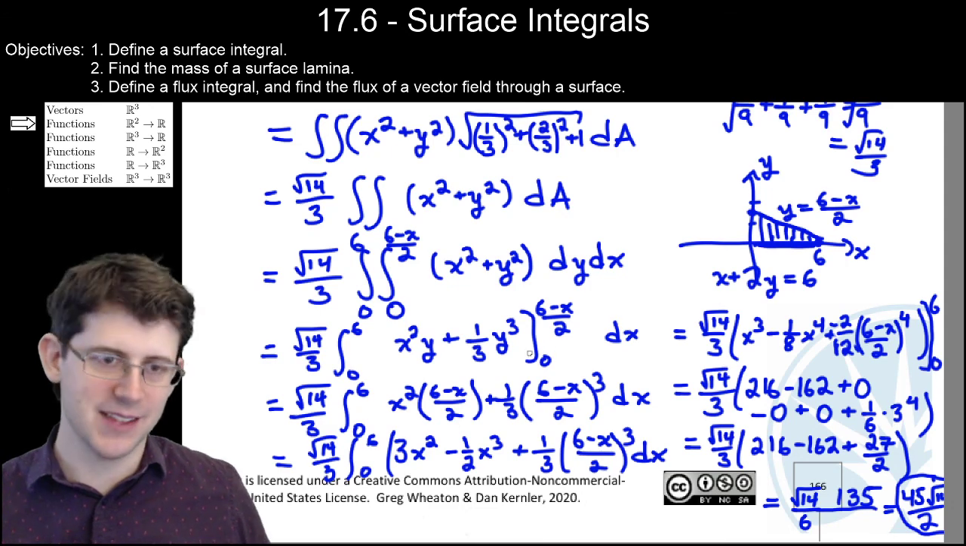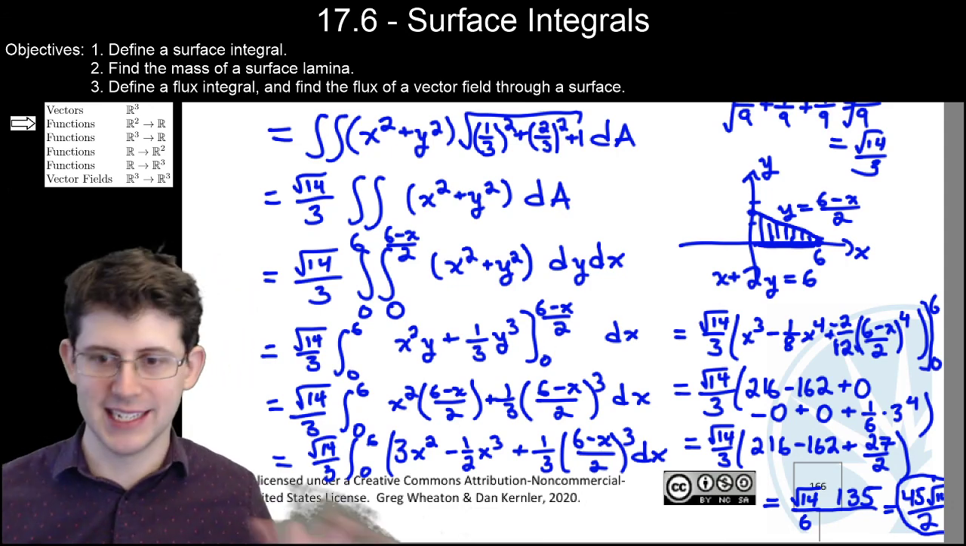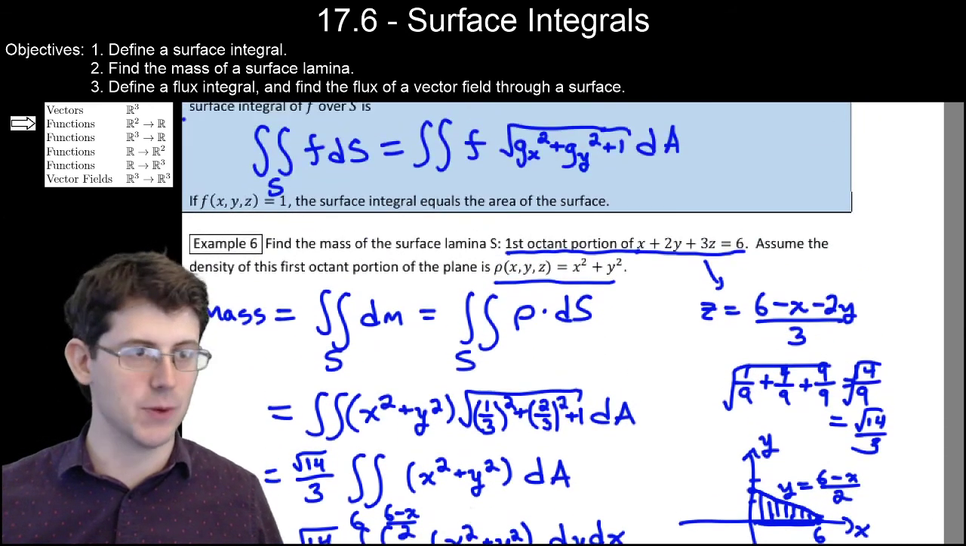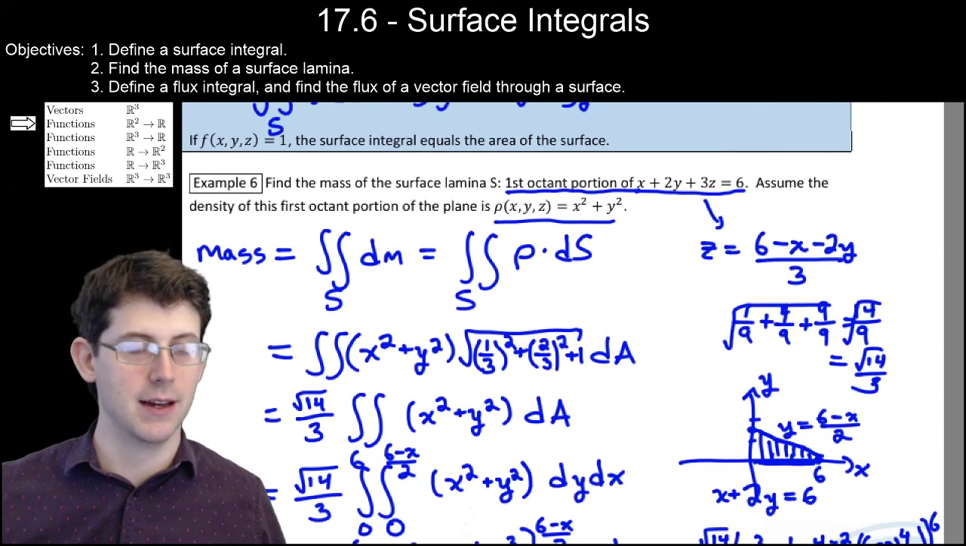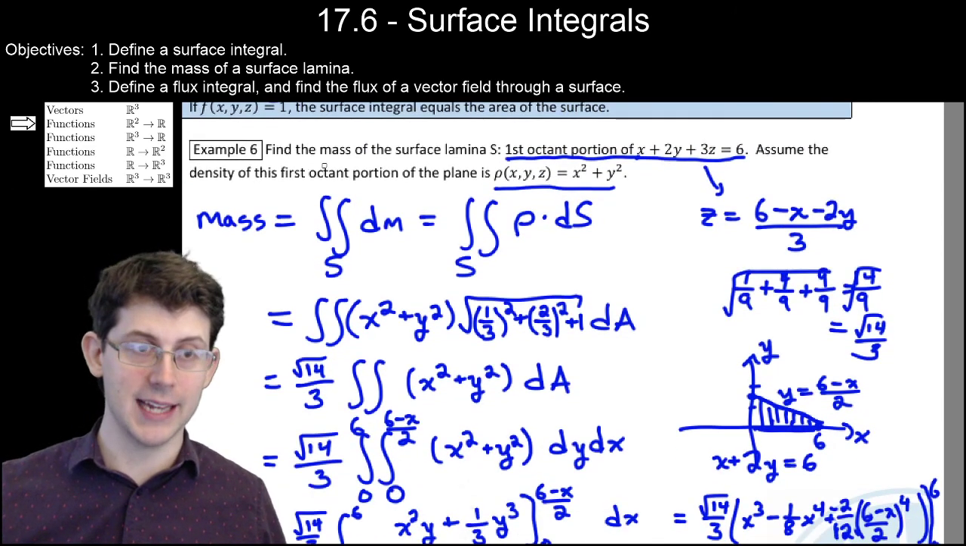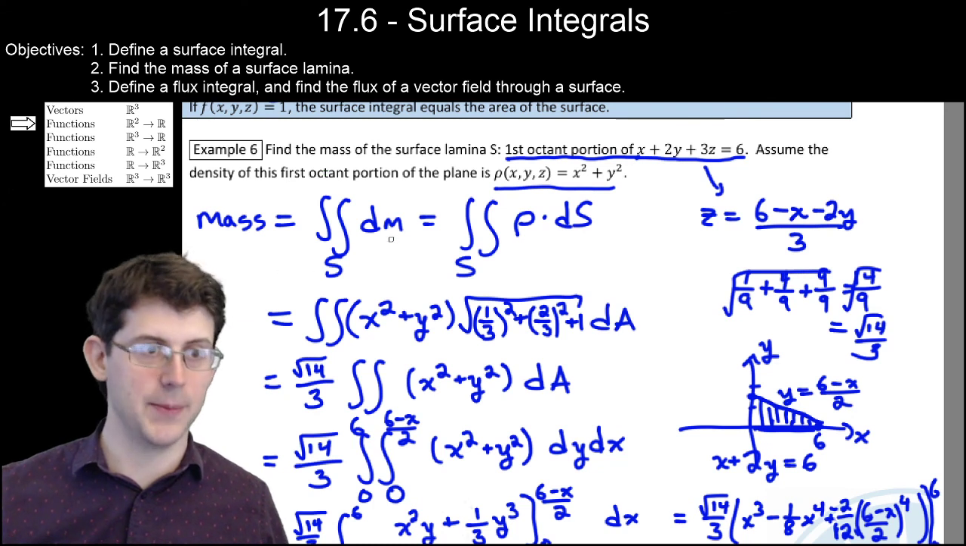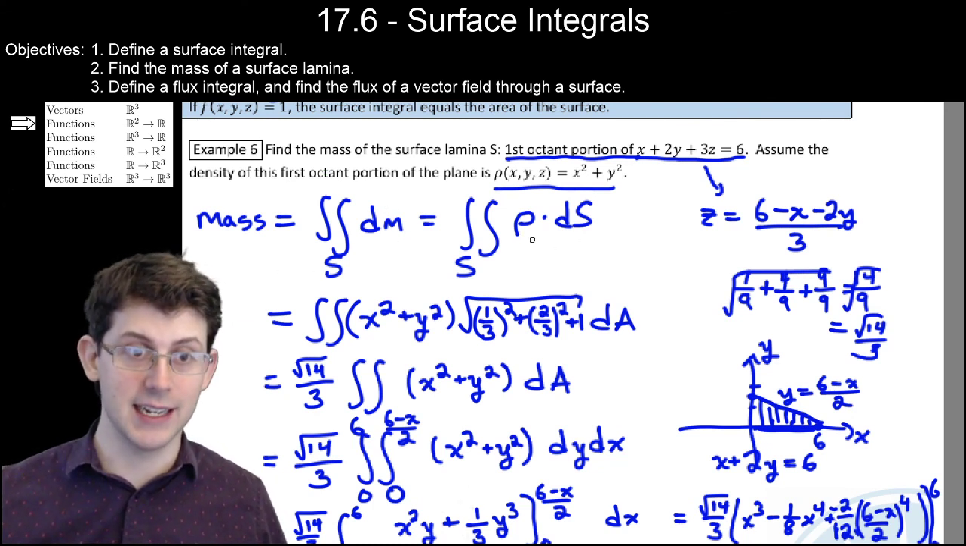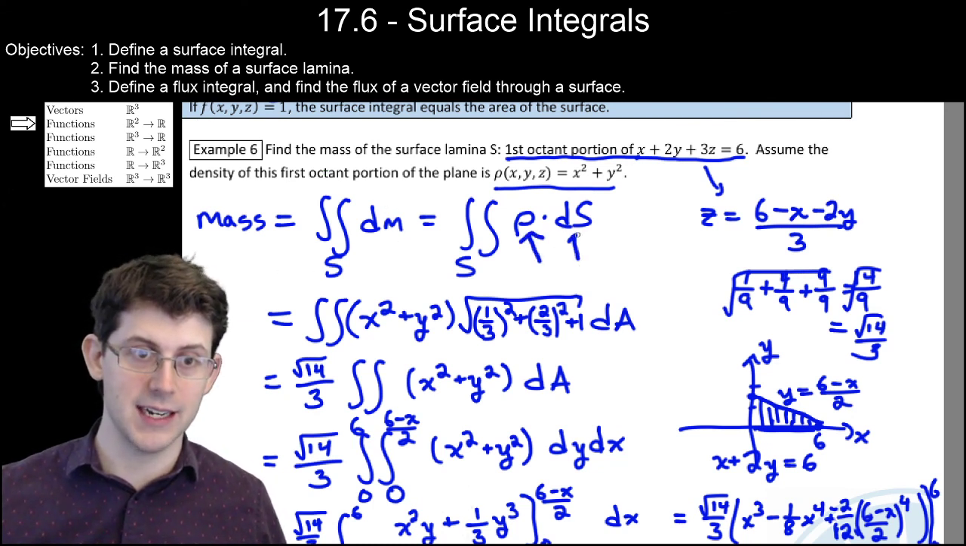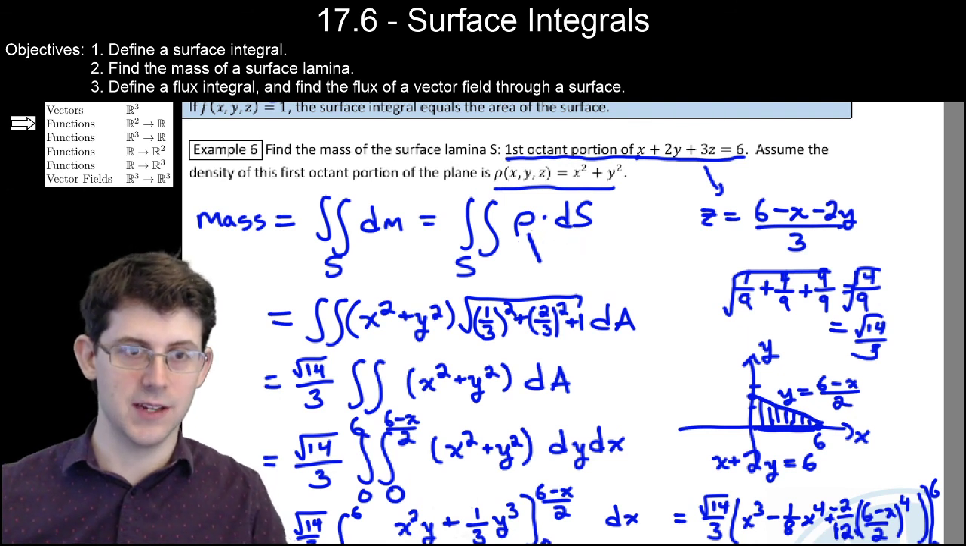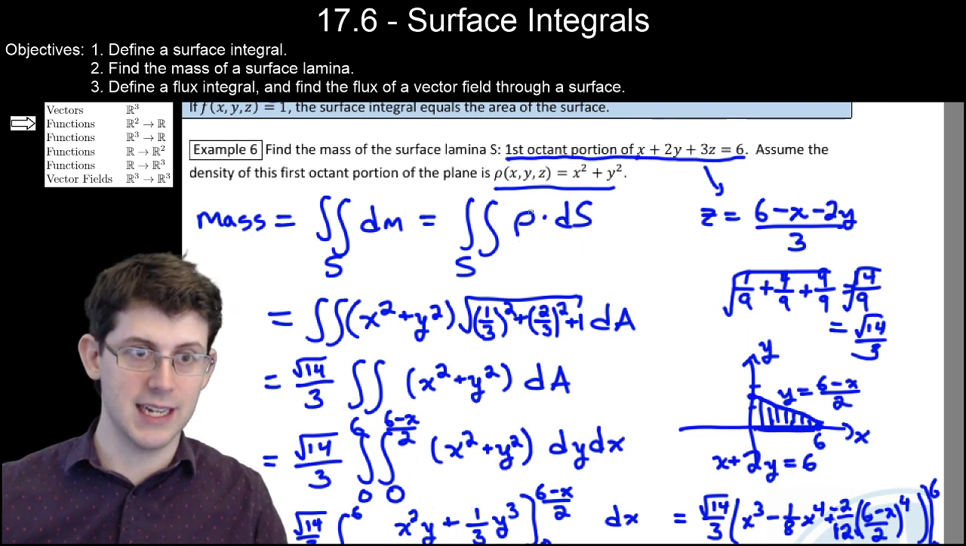Okay, we can get lost in the weeds dealing with the numbers all we want, but that's not the point. So let's just try not to worry too much about the specific numbers. What was important is that we were finding the mass. The mass should be found by adding up all the little bits of mass, and mass is density times surface area. That tells you that you're doing a surface integral with this density function as your integrand.